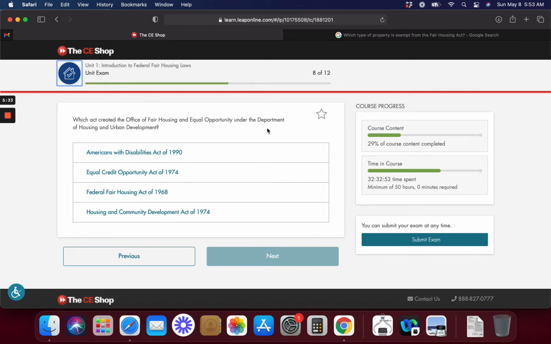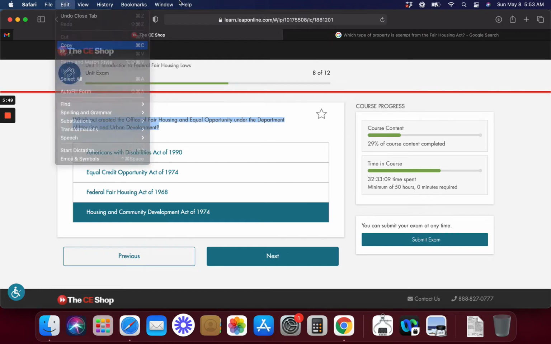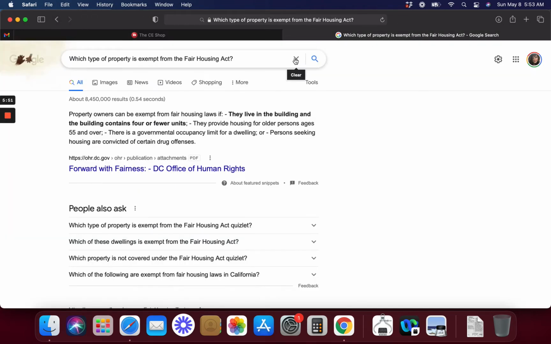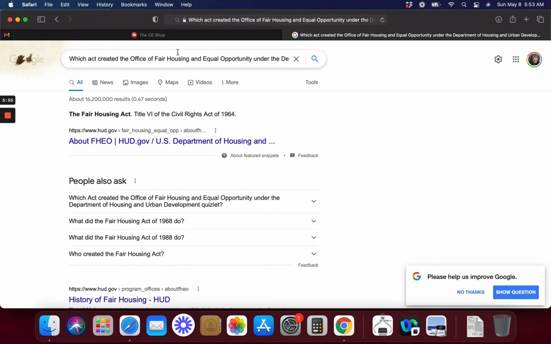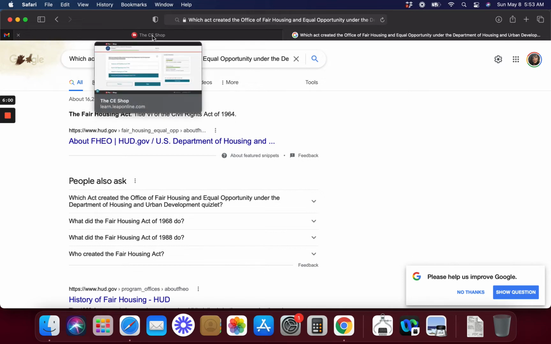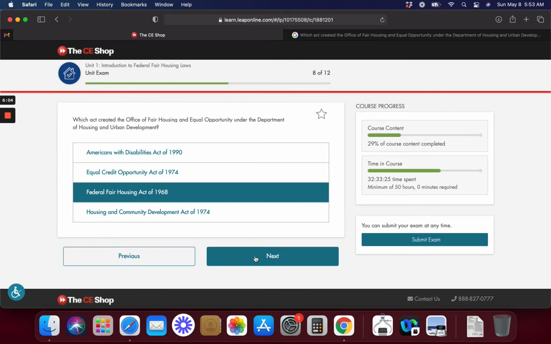Okay, which act created the Office of Fair Housing and Equal Opportunity under HUD? I think it would be this one. Do we want to Google this, just to make sure? Let's try it. Okay, Fair Housing Act. This says the Civil Rights. It says this one. All right, so we'll put that one.